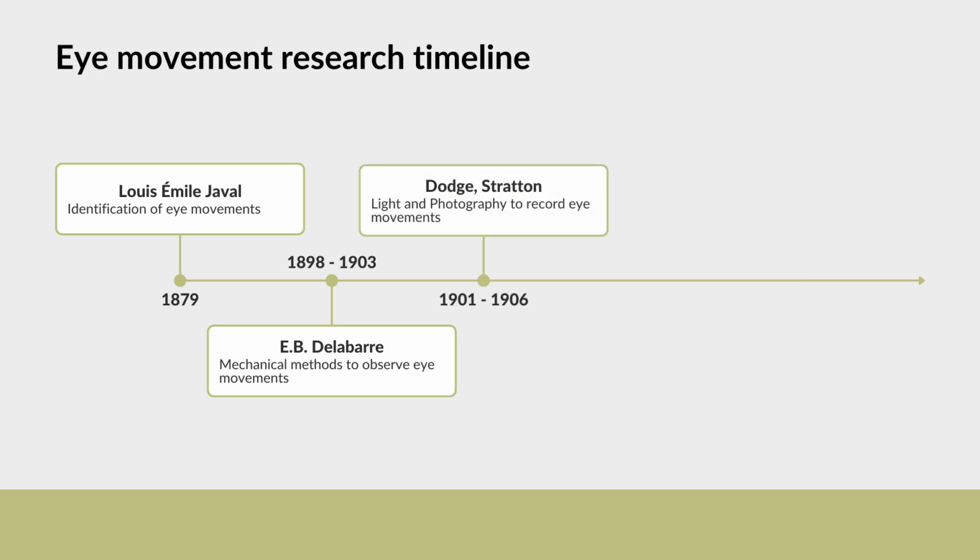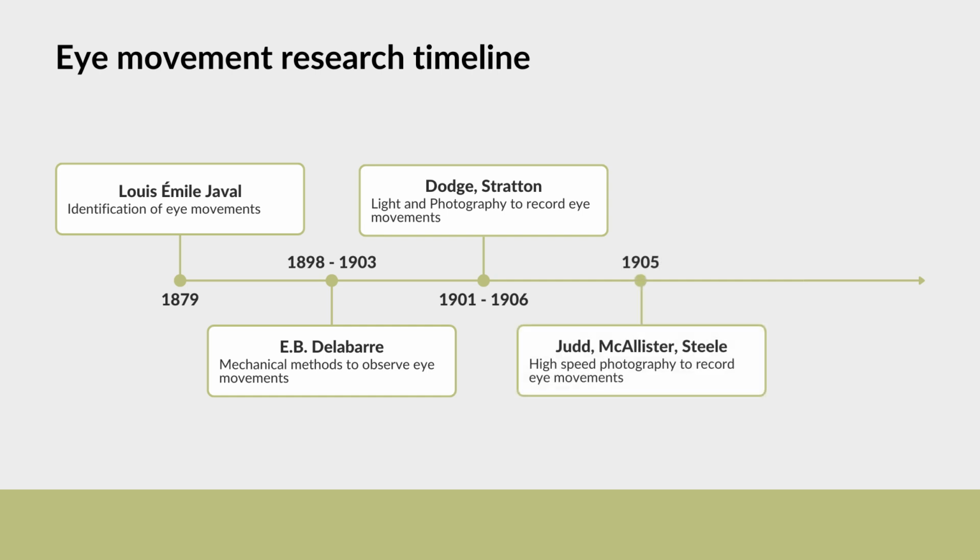Dodge and Stratton developed another approach to observing eye movements. Their approach initially used photography to observe eye movements, but they quickly noted that from photographs they were not able to distinguish the parts of the eyes and therefore not able to distinguish the movement of the eyes. So they adapted that approach and started reflecting a beam of light on the eyes and taking photographs to monitor the position of that beam of light reflected from the retina. Judd, McAllister, and Steele further developed this approach.